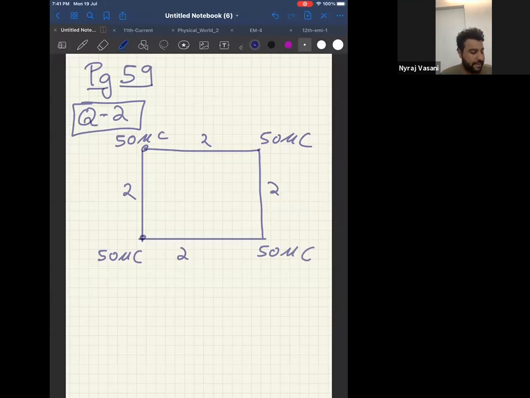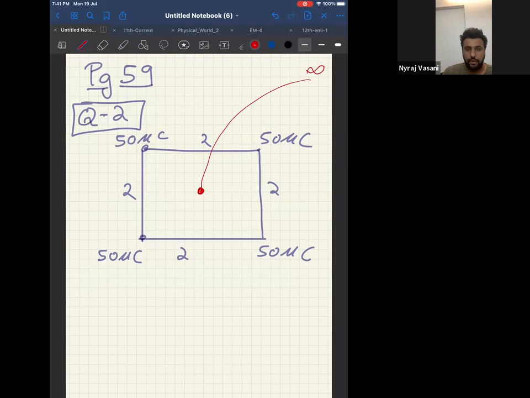How much external energy is required? External energy means work done to bring another charge of 50 microcoulomb from infinity to the center of the square. Means I want to bring one more charge from infinity to the center of the square.